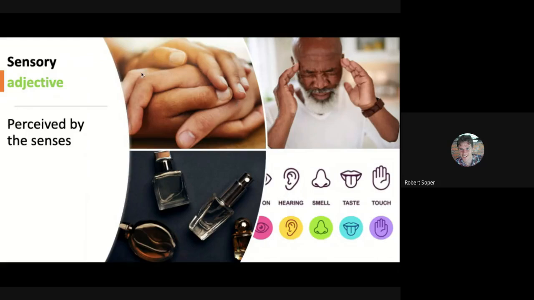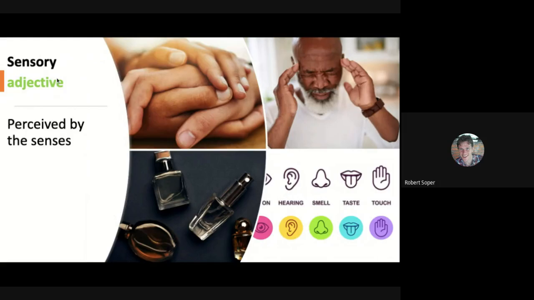So, which sense do you think is being used here? It's touch. Okay. So, you could say something like human touch is a sensory experience. Okay. It's a very basic sensory experience, but it's still a sensory experience.